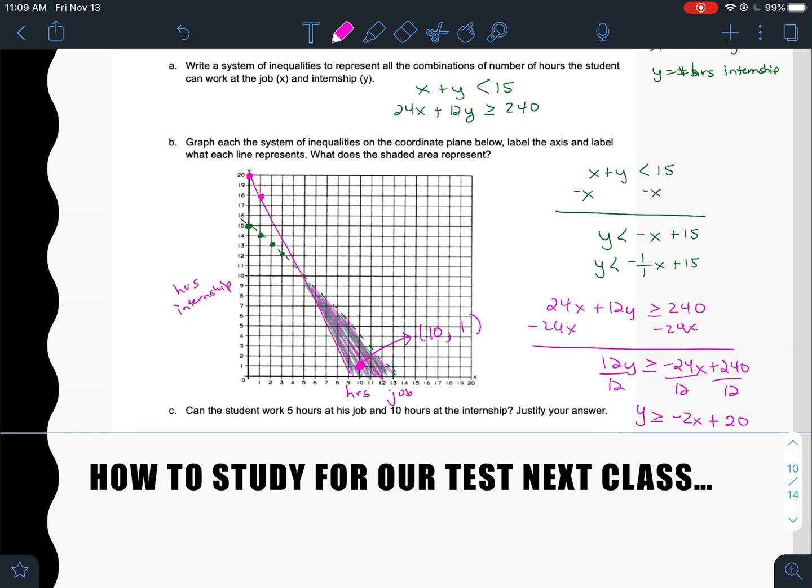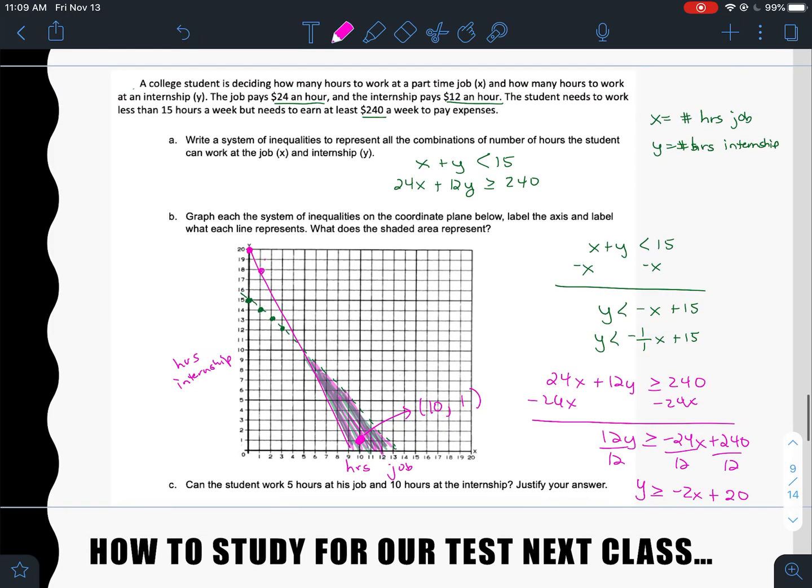So can the student work 5 hours at her job and 10 hours at the internship? So 5 hours at her job would be right here, and then 10 hours at the internship would be right here. So could that work? Well, no, because she has to work less than 15 hours, and if she did 5 hours and 10 hours, that would be equal to 15 hours, and she would like to work less than 15 hours. So no, that wouldn't work.